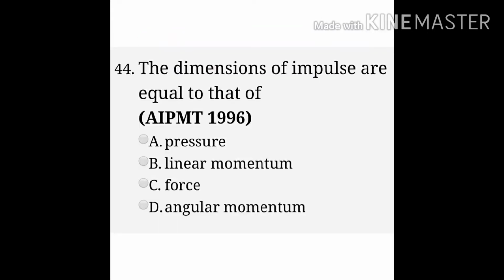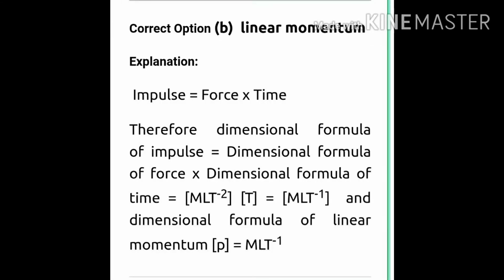Number 44. The dimensions of impulse are equal to that of option A pressure, option B linear momentum, option C force, option D angular momentum. So the option for question number 44 is B linear momentum. Why? We know the formula for impulse, force multiplied by time. So you know the dimensional formula for force and time. So if you multiply it, you will get M L T power minus 1. For the dimensional formula for linear momentum also, you are getting M L T power minus 1, because linear momentum P is equal to mass into velocity. For mass M, for velocity L T power minus 1. So the dimensional formula of linear momentum and impulse are equal.